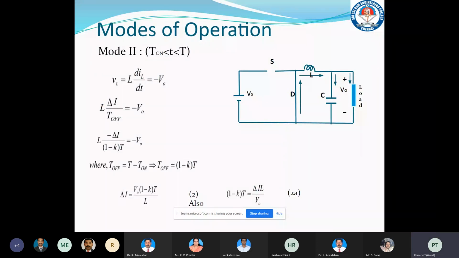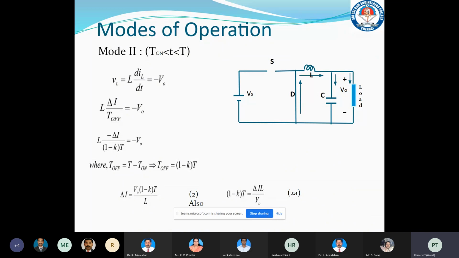Again, during mode 2, we have to write the expression for inductor voltage. We can write VL during mode 2 as L into dIL by dt, that is equal to minus V naught, because during mode 2 the direction of the voltage across the inductor gets reversed. So L into, again we can write dIL equal to del I. So L into del I by T off is equal to minus V naught.